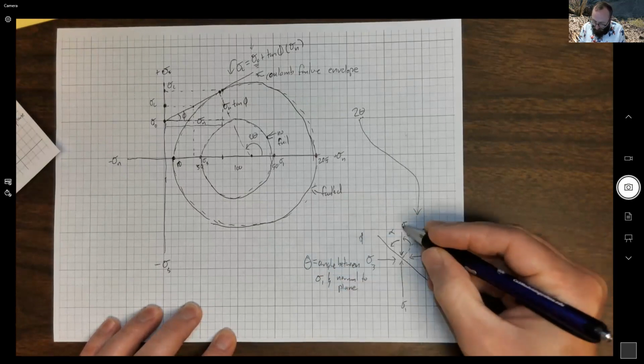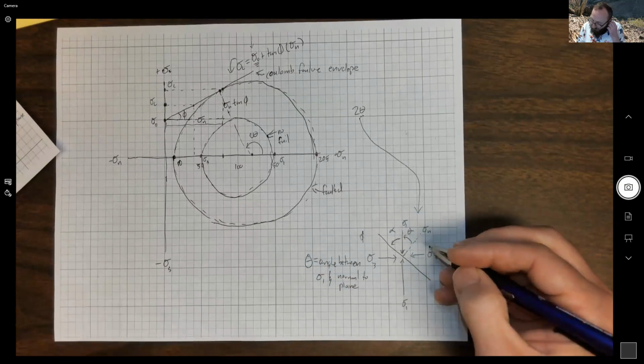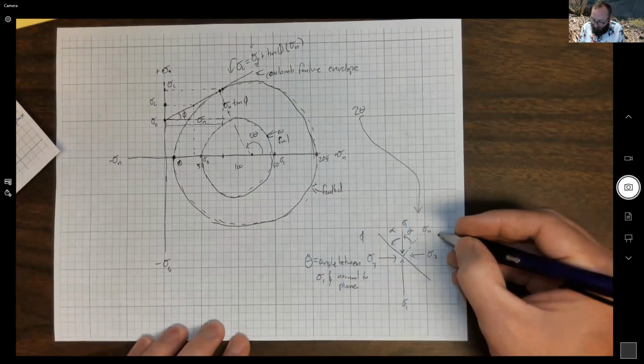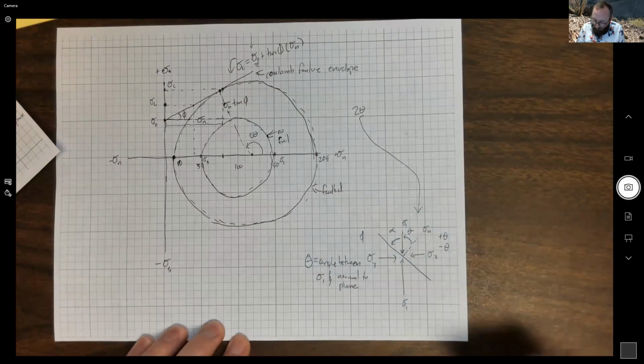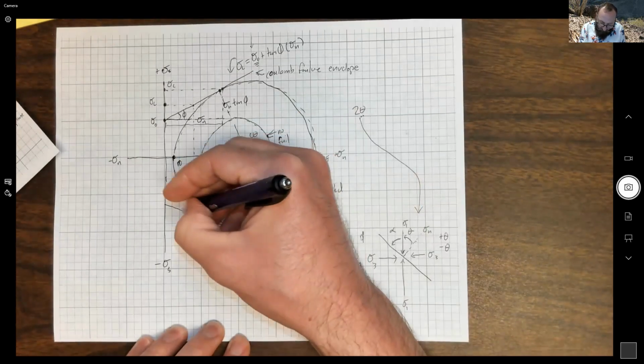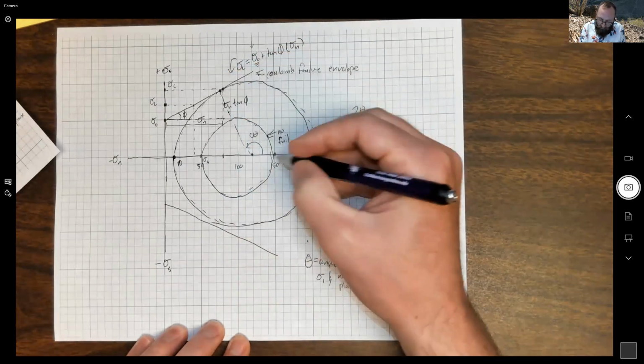Okay, so the angle between sigma 1 and the normal to this plane, we read it whether it's clockwise or counterclockwise. That tells us whether theta is positive or negative. So negative or positive, we can have either one, because we could have a failure plane. This is going to be a mirror image on this side, okay, our failure envelope.